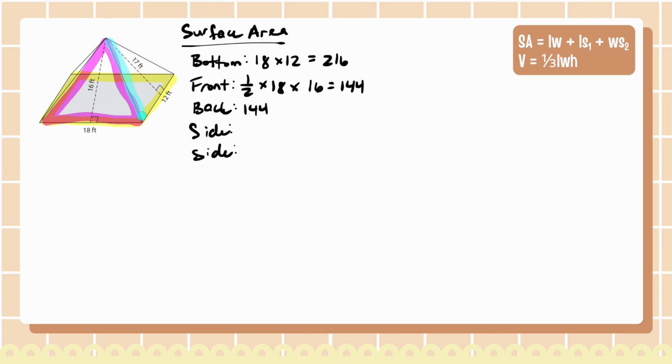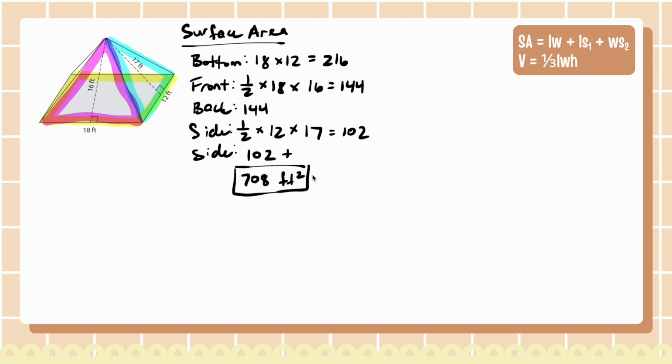Okay, now let's move on to the right and the left sides. Again, both of these are triangles, so we're going to start off with 1/2 times the base of the triangle, which is 12, times the height of the triangle, which is 17. And all of this is going to get me 102, and that's for the other side as well. If I add all 5 sides together, I end up getting 708, and our units are going to be feet squared. And that's the surface area.